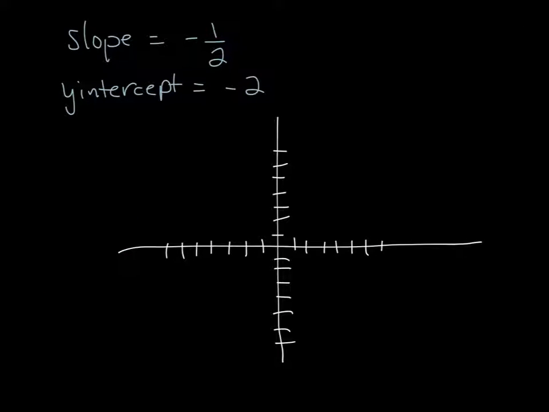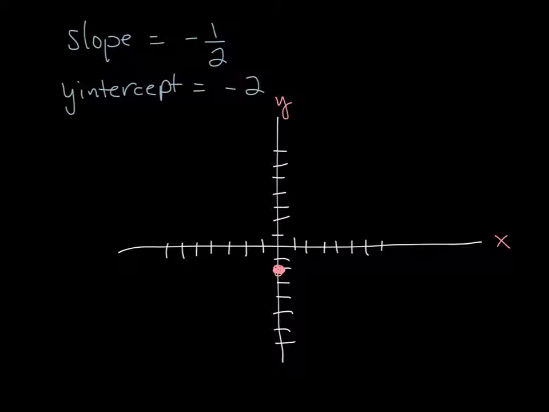Alright, now in this example, our slope is negative 1/2, our y-intercept is negative 2. So first things first, I'm going to put the point on there of the y-intercept. We remember the y-intercept is where the line crosses the y-axis. So remember, this is the y, this is the x. So a y-intercept of negative 2 is going to plot right down here.